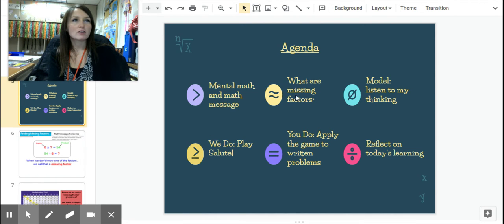All right, so we're going to talk about what are missing factors. I will then model. You'll get to work on playing this. Then you'll get to apply the game with some written problems that you're going to explain how you solve them, and then reflect.